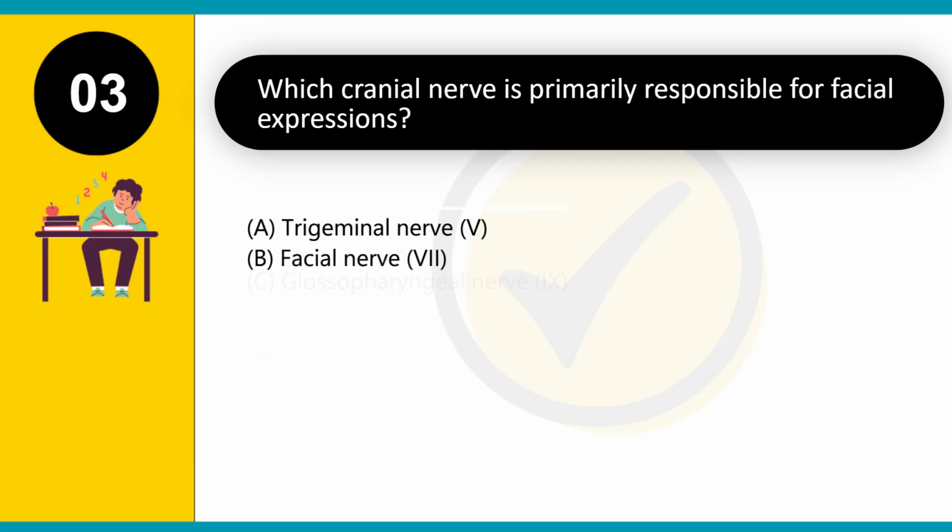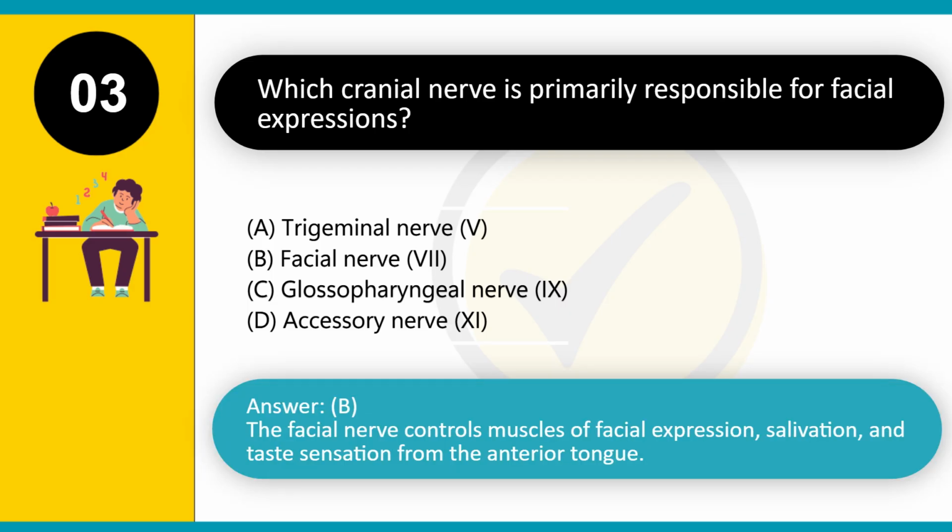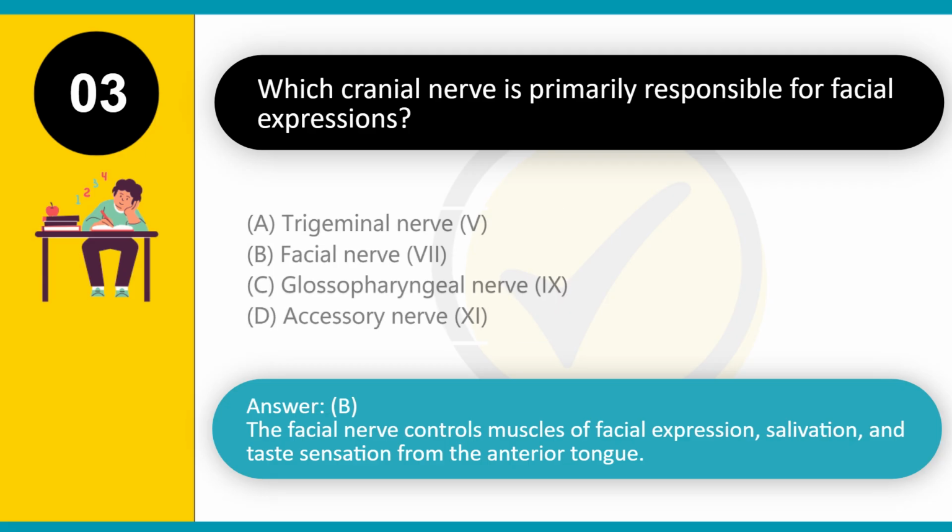Which cranial nerve is primarily responsible for facial expressions? A. Trigeminal nerve, V. B. Facial nerve, 7. C. Glossopharyngeal nerve, 9. D. Accessory nerve, 11. Answer, B. The facial nerve controls muscles of facial expression, salivation, and taste sensation from the anterior tongue.